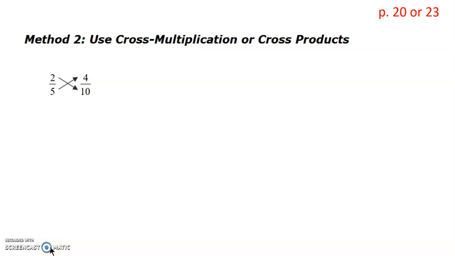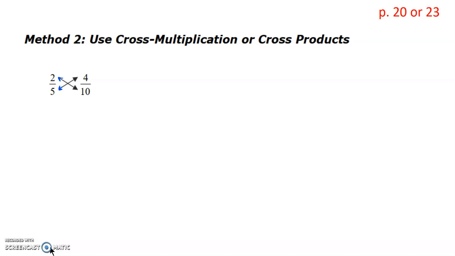The second method is probably the better way to figure out all types of proportions, whether they're true or false. It's very straightforward, and it's cross multiplication or cross products. So what you're going to do is cross multiply, and it doesn't matter if you look upwards or downwards. As long as you stay consistent, you're going to be multiplying diagonally, just like what we would do when we would cross reduce fractions.